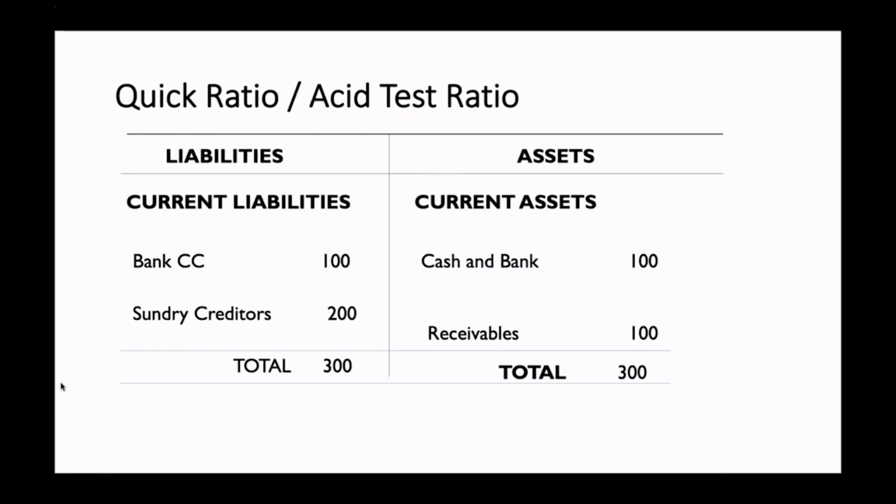So what is our total current assets now? It's not 300, it is 200. So we call this quick assets. Current assets was 300, but what is available at a faster pace or quickly is only 200.